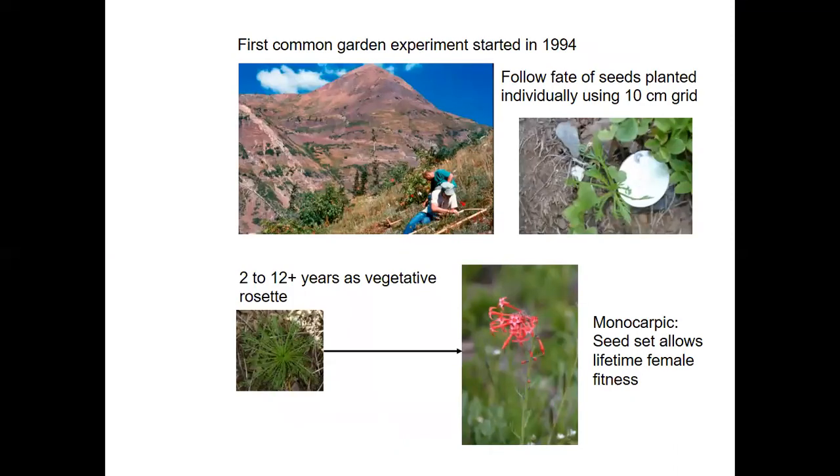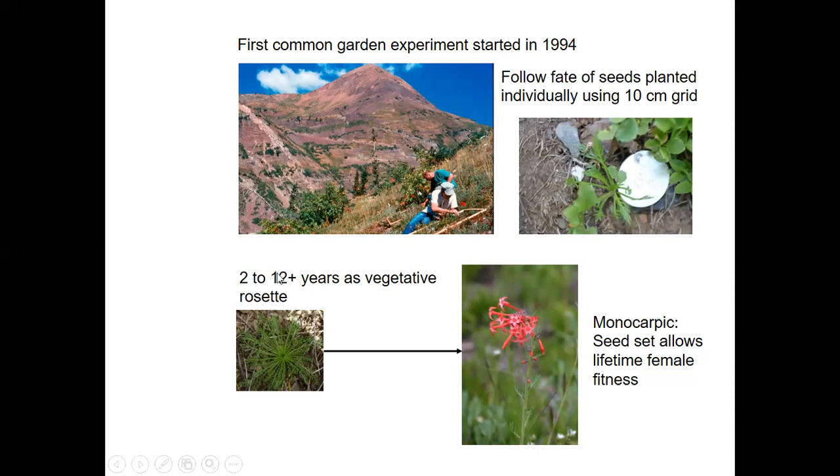To explain a little bit where these data come from, the first experiment was started in 1994, in which we established common gardens at different sites. And in each of these gardens, we planted seeds individually using a 10-centimeter grid system, and these seeds had known genetic background. So here's a tagged plant that has emerged at one of our planted locations. We can do this, by the way, because there's no seed bank in this species. And then we would follow the fate of those seeds.